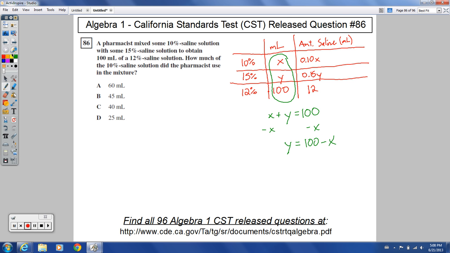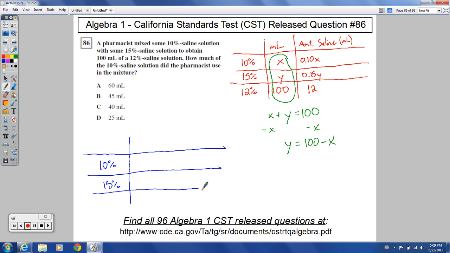And since that's the case, we could go back to our table, since Y equals 100 minus X, and I'm going to recreate that table. I'm going to make the table once again with the same values, at least in the left-hand column to start: the 10% solution, the 15% and the 12%. But now I can write everything in terms of just one variable. And so I'd have 12% there. The X I'm going to leave as it is. The Y though I can replace with 100 minus X.